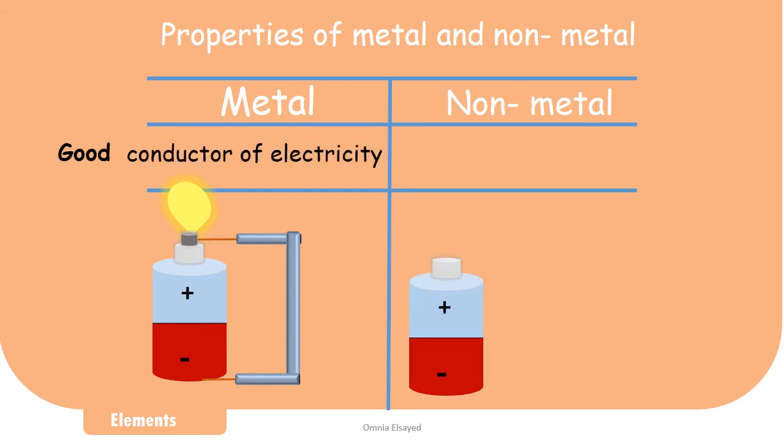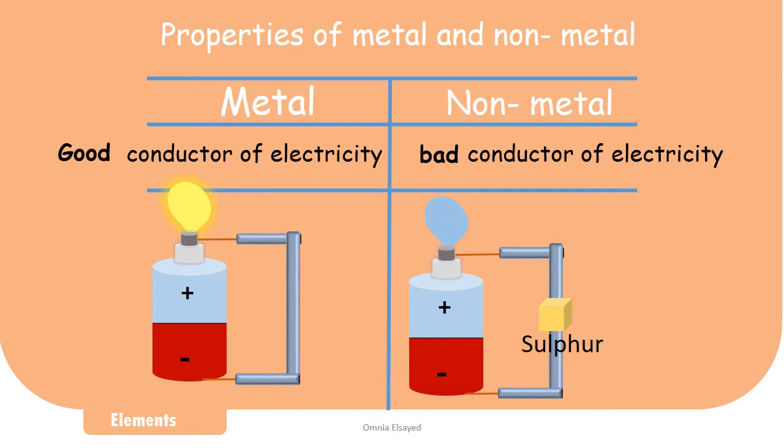If you connect the battery with an electric wire which has a piece of sulfur, sulfur is a non-metal. The lamp does not give off light. Why? Because non-metal is a bad conductor of electricity. Metal, good conductor of electricity. Non-metal, bad conductor of electricity, except carbon. Carbon is the only non-metal good conductor of electricity.